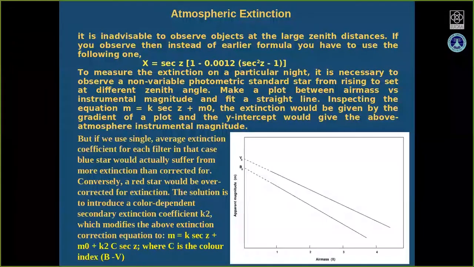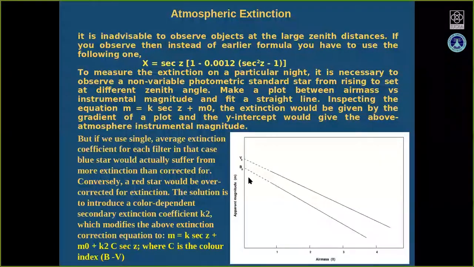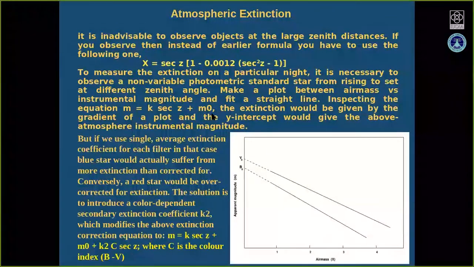So now after that, you have to make a plot between air mass, this is air mass x, air mass versus apparent magnitude. Okay, if you make a plot of air mass versus apparent magnitude, then your points will come like this. And after that, you can fit a straight line on all those data. If you fit a straight line, then what will be your expression? Your expression will be m is equal to k sec z plus m0.